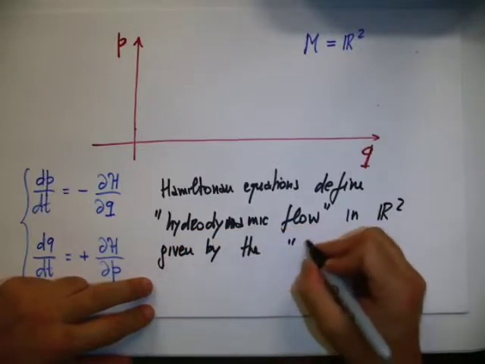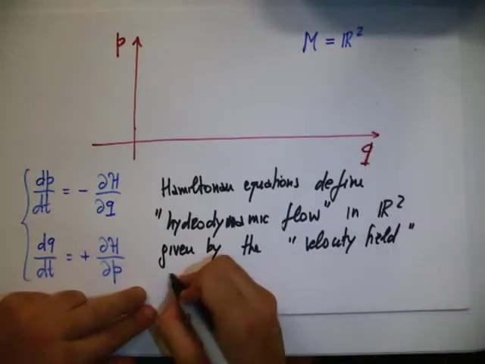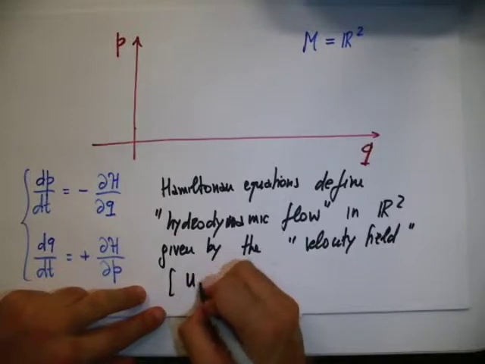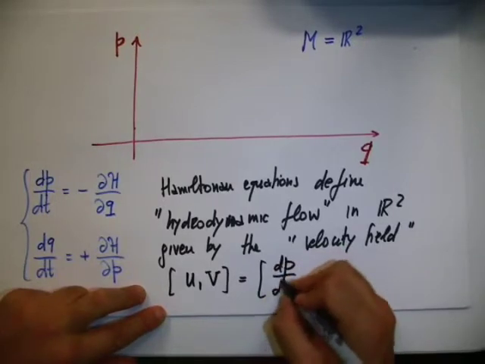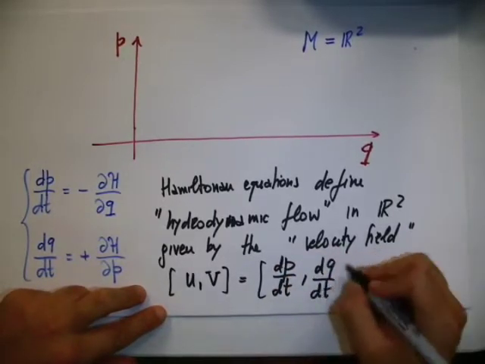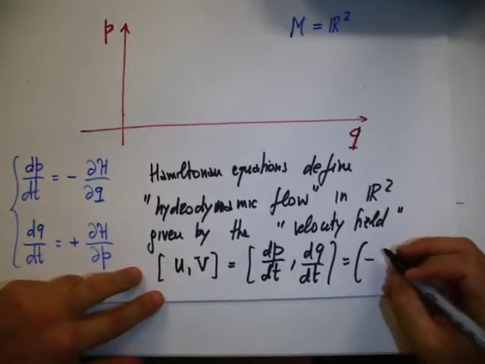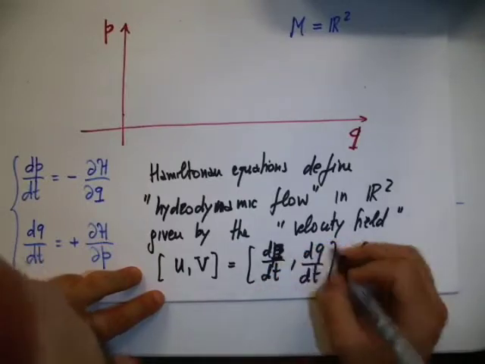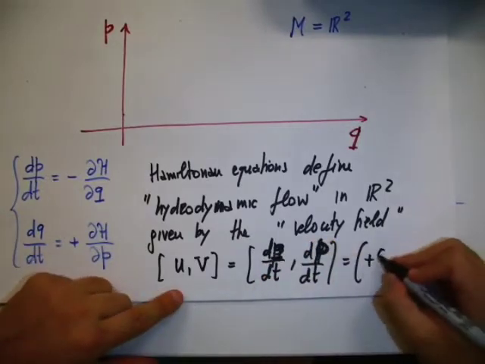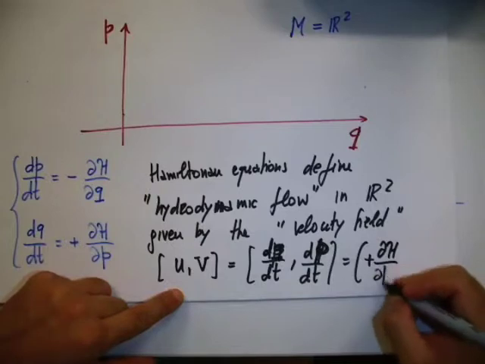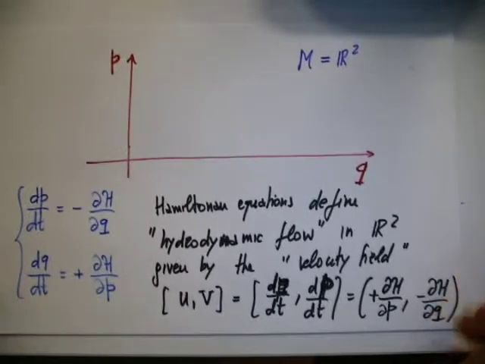given by the velocity field (u, v) equal to (dp/dt, dq/dt), which is equal to minus plus, in Q and P, plus dH dP and minus dH dQ.